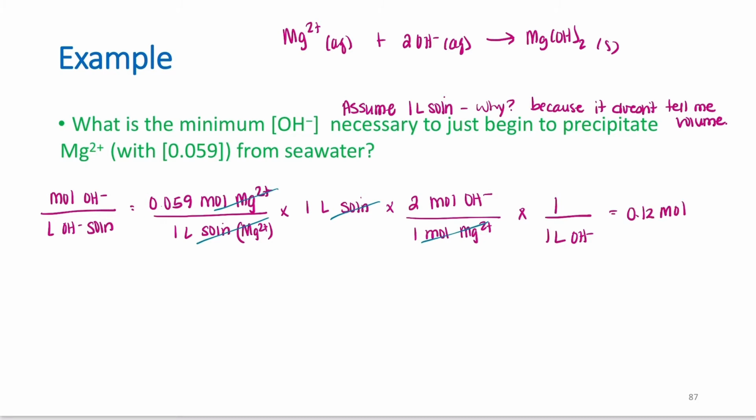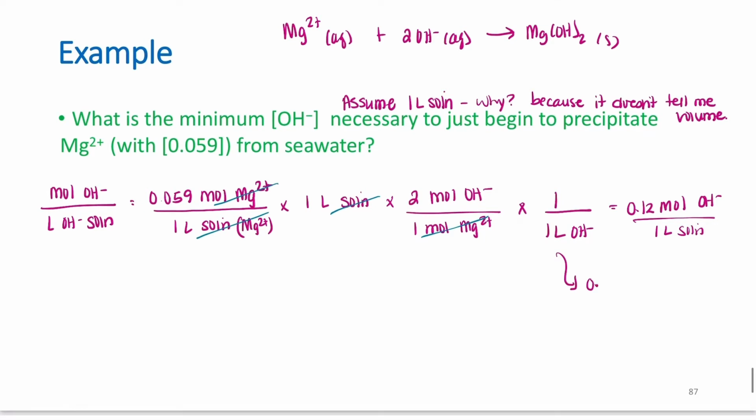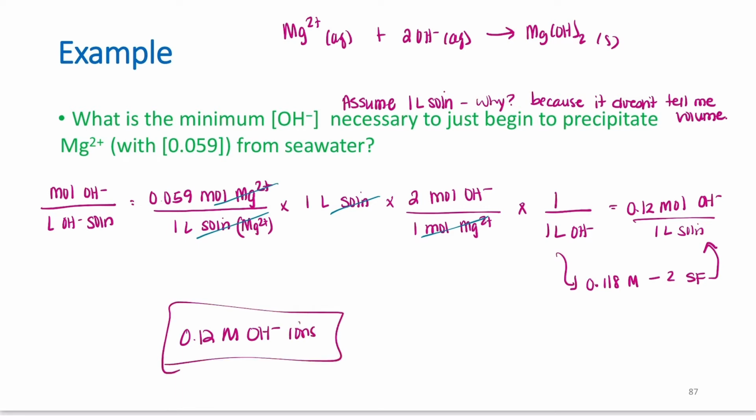0.12 moles of hydroxide per 1 liter of solution. Technically, when I did this math, this math technically came out to 0.118 molar, but I need 2 sig figs. So that's how I get 0.12 molar hydroxide ions needed to just begin to precipitate that magnesium chloride from solution, or magnesium ions from solution as magnesium hydroxide.